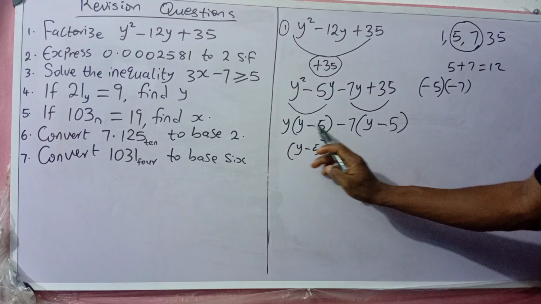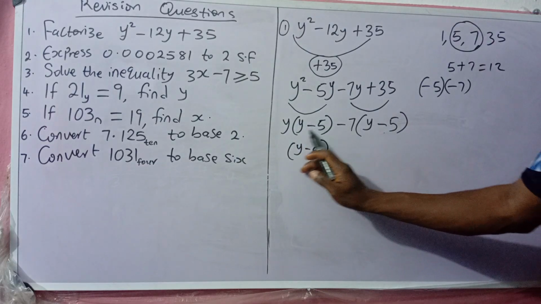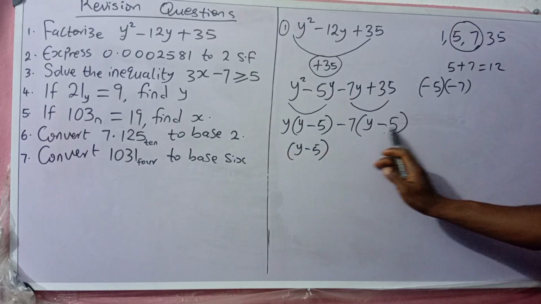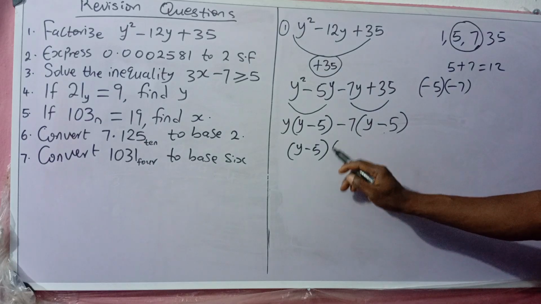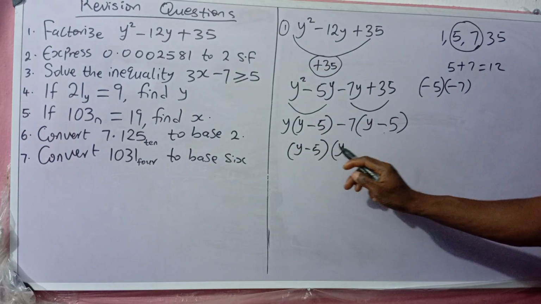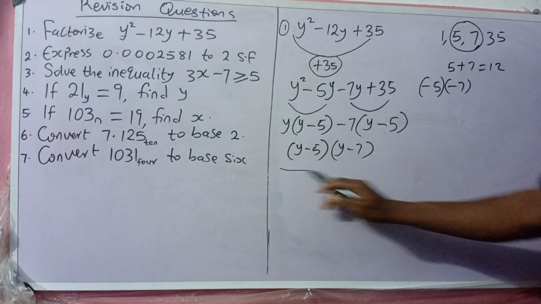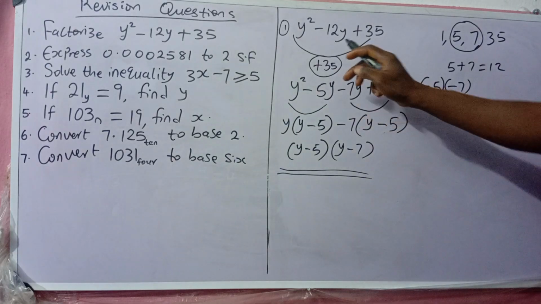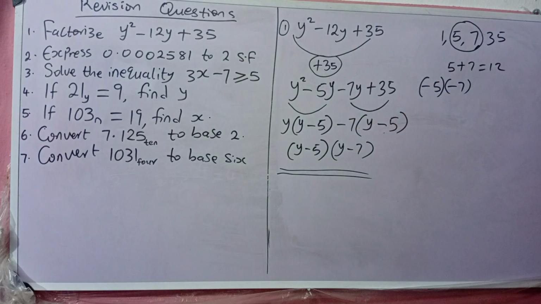Then you now pick the coefficients of each of these brackets. The coefficient of the first bracket is y. The coefficient of the second bracket is minus 7. So you combine the two, that is y minus 7. So this is the result of the factorization of y squared minus 12y plus 35. So that is for number one. Now let's move to the second question.